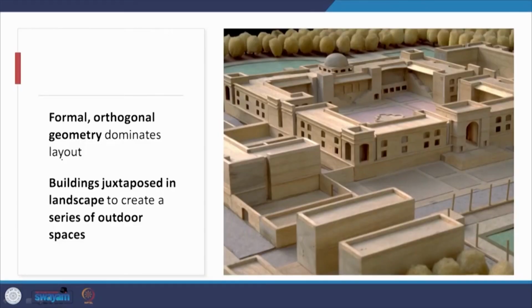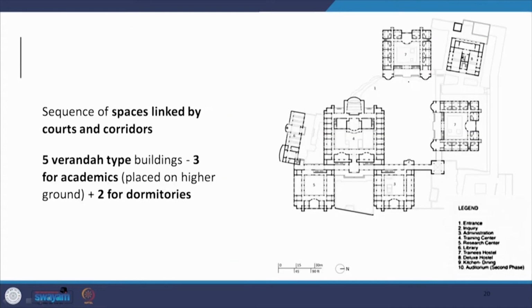The formal orthogonal geometry dominates the layout of the project. These are the courts that have been created, and there are a series of courts, large and small. The buildings are juxtaposed in the landscape to create these series of outdoor spaces. So, this is the plan layout of the project. The sequences of spaces are linked by courts and corridors, something that was there in traditional Indian architecture. In fact, we are already seeing an example of regional modernism or critical regionalism when we look at EDII.